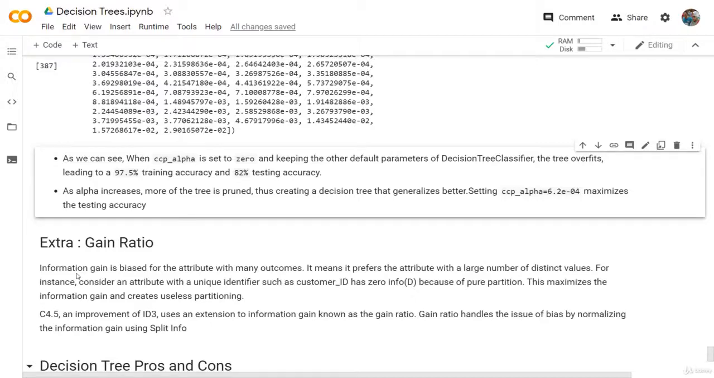So this lesson is optional, as we said, and we are going to mention one improvement to the decision trees. As we know, the information gain is biased toward the attribute with many outcomes, right? Because if we have an attribute that contains so many unique values, then most probably the entropy we can get is higher than the entropy we can get from another variable that contains, let's say, 3 or 4 unique values, right? So the information gain prefers the attribute with a large number of distinct values.